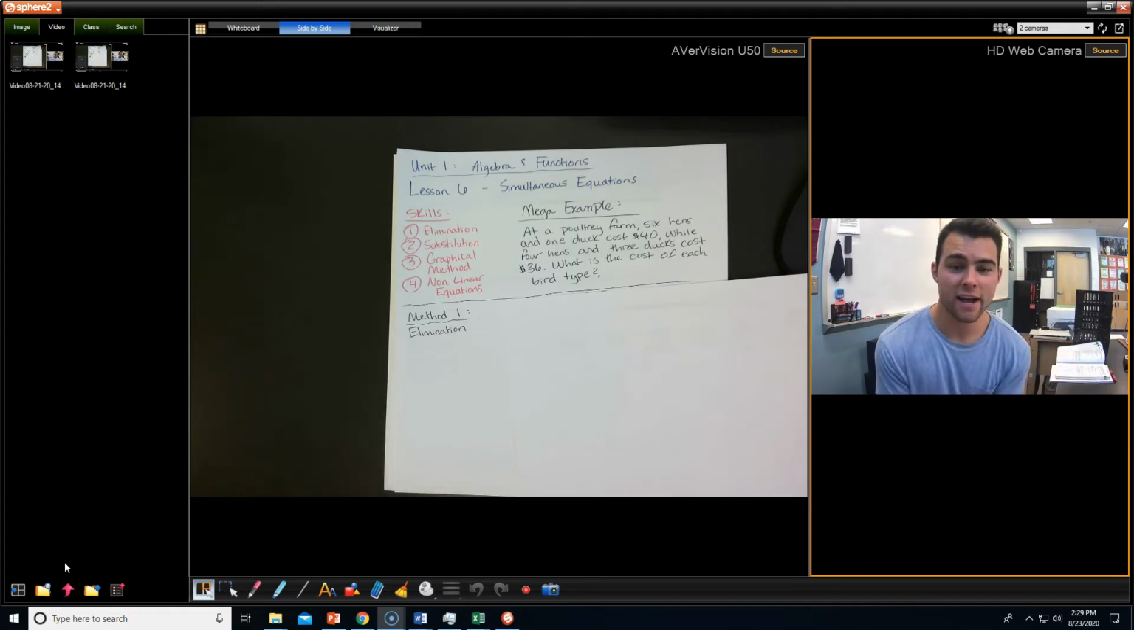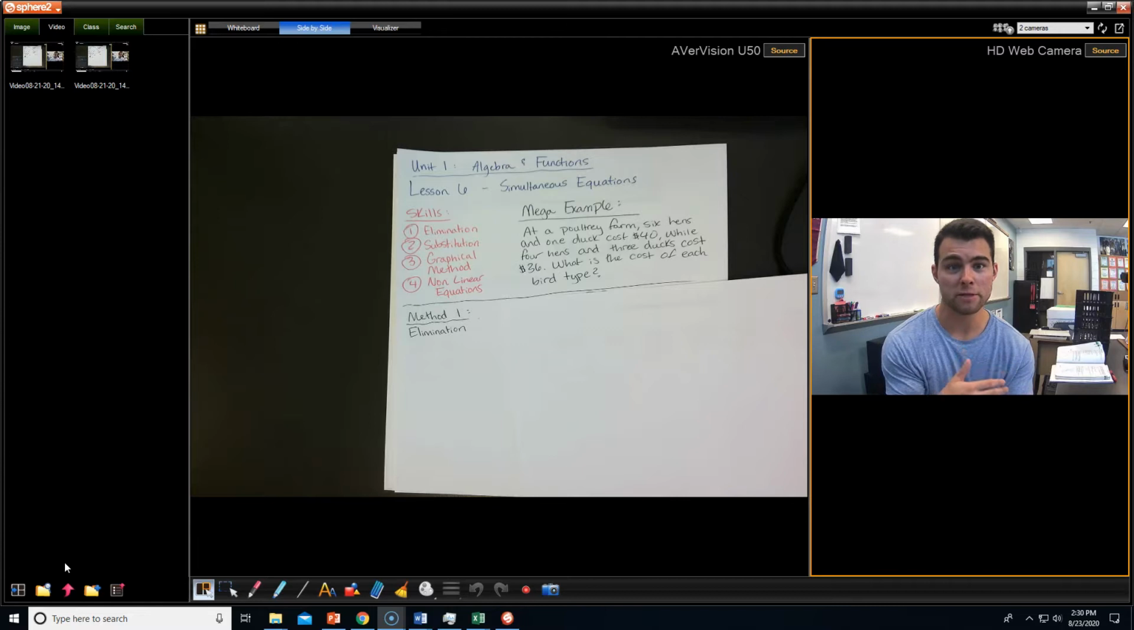Lesson 6. This time we're going to look at simultaneous equations. So we tend to solve equations just by themselves, isolate the variable and then find out what it is. But sometimes you could do that with two equations at the same time, and that's what we're going to do. So we're going to take this one big example.